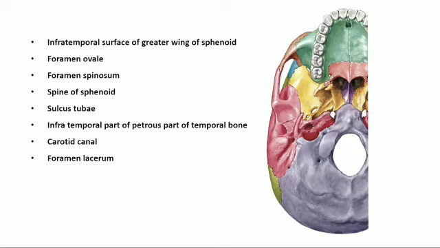Again, the next feature to be learned here is sulcus tubae. Sulcus tubae is located at the junction between the posteromedial margin of infratemporal surface of greater wing of sphenoid and petrous part of temporal bone. So this is the junction. At this junction you can expect a tiny sulcus, a depression. So this is called as sulcus tubae because this sulcus or depression is lodging the cartilaginous part of eustachian tube.